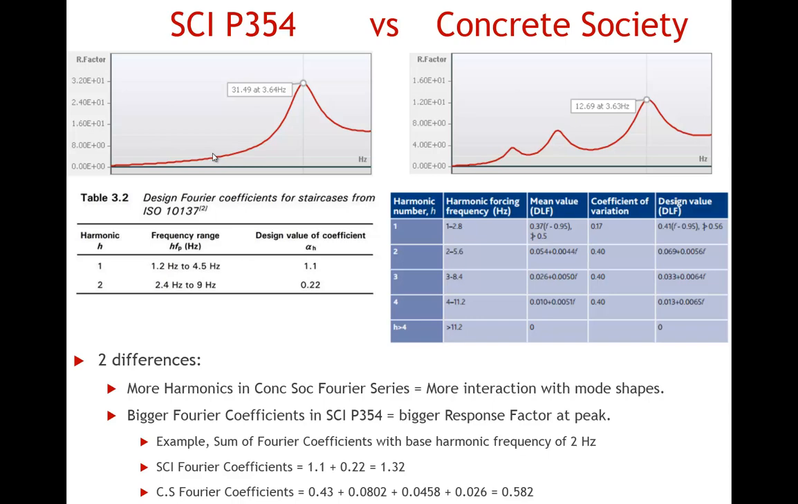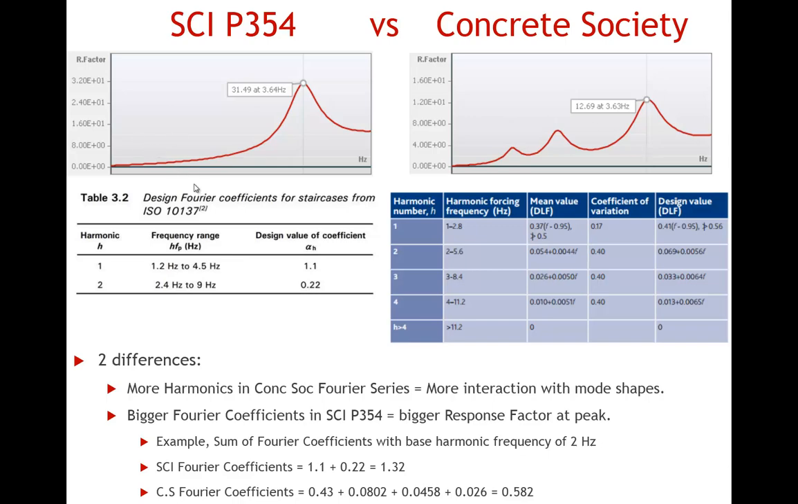This is basically happening because there are more harmonics used in the concrete society Fourier series, which is shown here. So you see we have 4 harmonics versus the 2 that the SCI P354 staircase approach uses. And this allows more interaction between the Fourier series and the mode shapes that we use to calculate the response factors, and hence we get these nice little peaks, and we don't get them over here.